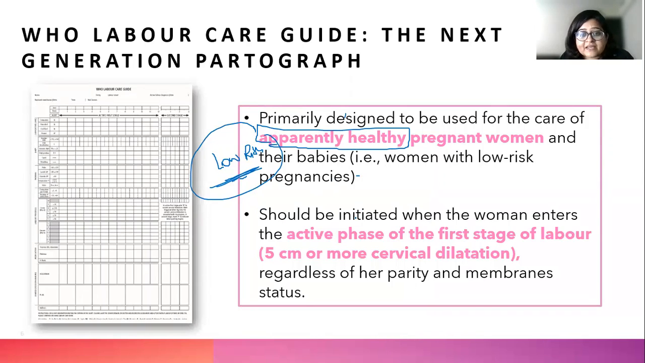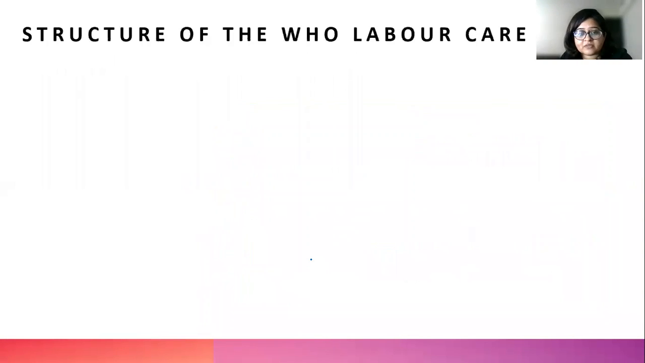Second, when should we start it? When the woman enters active phase. And when is the active phase? By WHO, it is now 5 centimeters or more. So when do you start plotting it? At 5 centimeters, not 4 centimeters, not 6 centimeters, at 5 centimeters. So remember these 2 points. It is for low risk women, and it is to be plotted from 5 centimeters onwards, regardless of her parity and her membrane status. It has to be started at 5 centimeters.